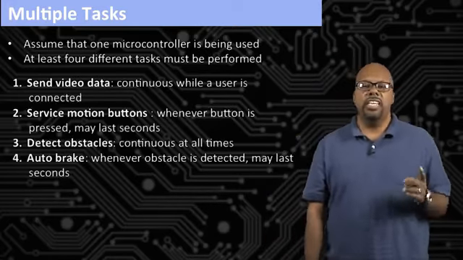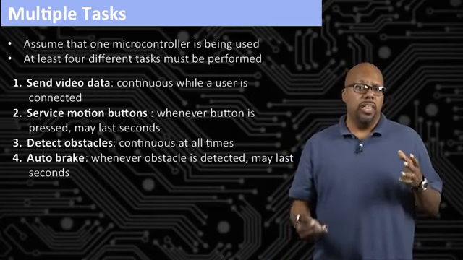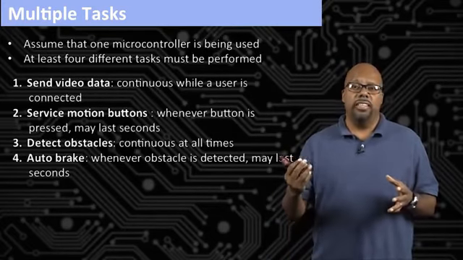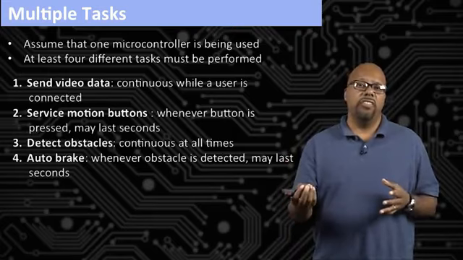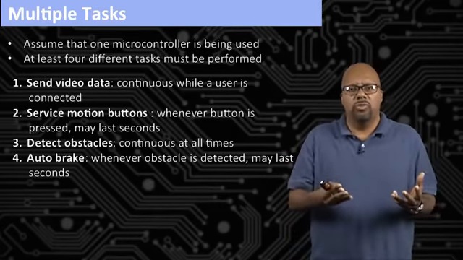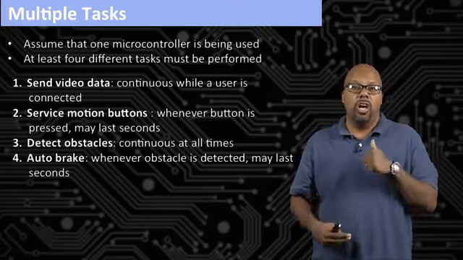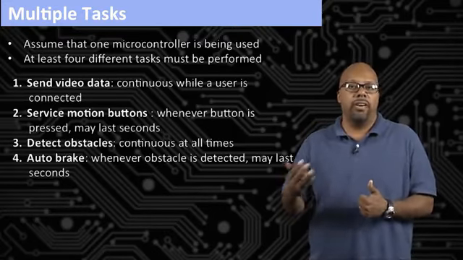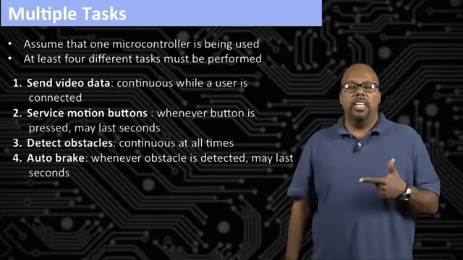So let's look at some of these. One thing is sending video data. If you were connected to this car, it was constantly sending video data from its camera to your phone or whatever your web browser was running on. So it had to do that, sending video data all the time in the background.